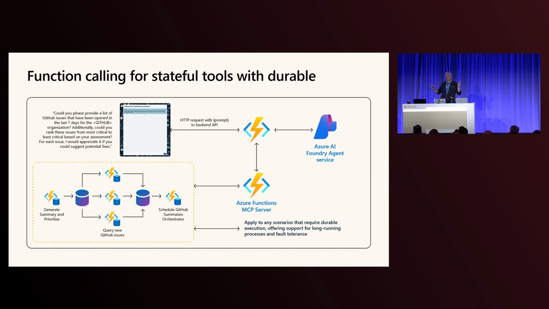It needs to go collect a bunch of data, it needs to aggregate a bunch of data, it might fail halfway through some of these systems, it might need to retry. All of those capabilities are available inside of durable functions, and they can be available inside of those functions that you just exposed inside of the MCP.